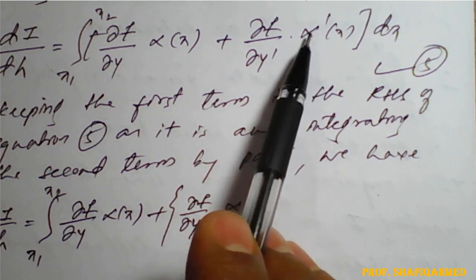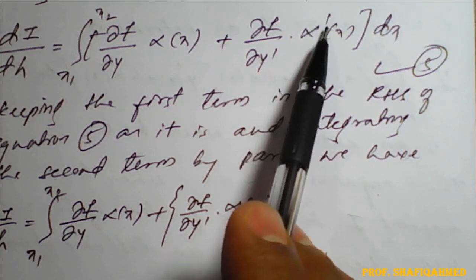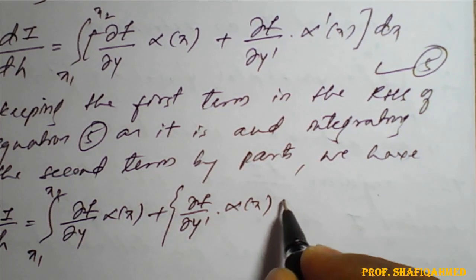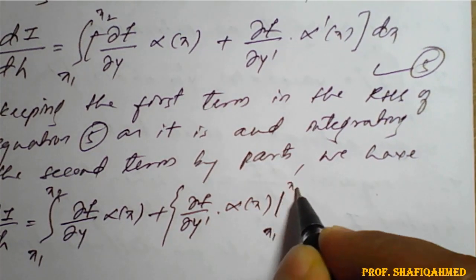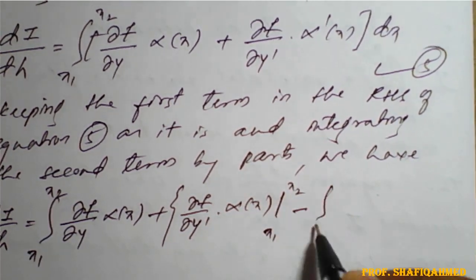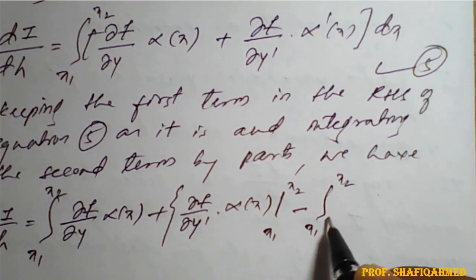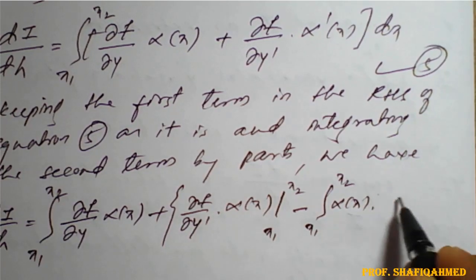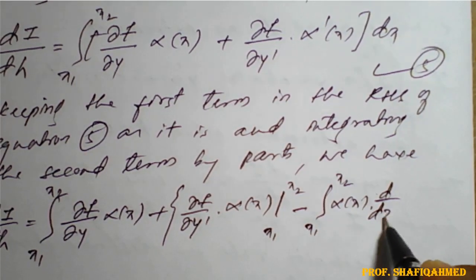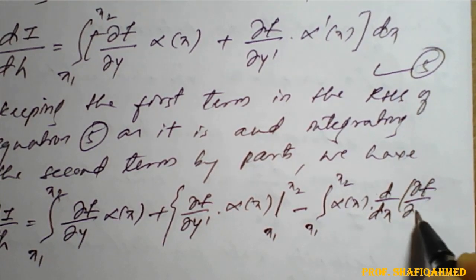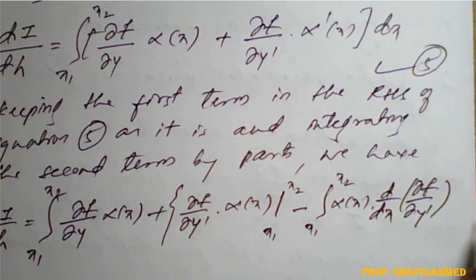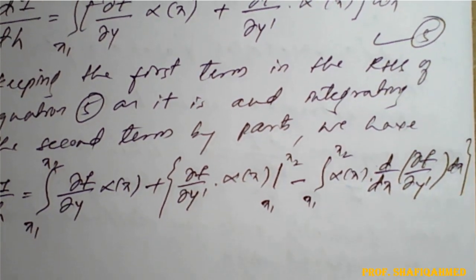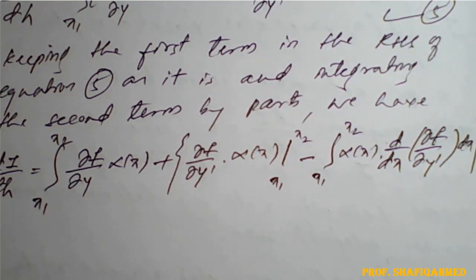So alpha dash is a differentiation; if you integrate, the differentiation will cancel and alpha of x is left, from the limit x1 to x2. Minus integration x1 to x2, keep alpha of x as it is, then we have to differentiate dou f by dou y dash, that is d by dx of dou f by dou y dash, into dx. This is a very important step, you need to remember. So the second term we have applied integration by parts, and we got this result.